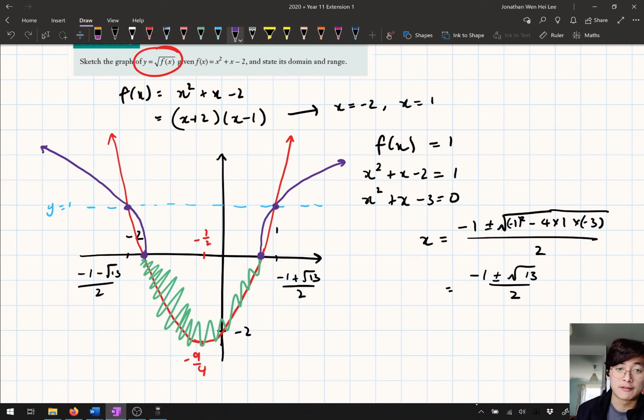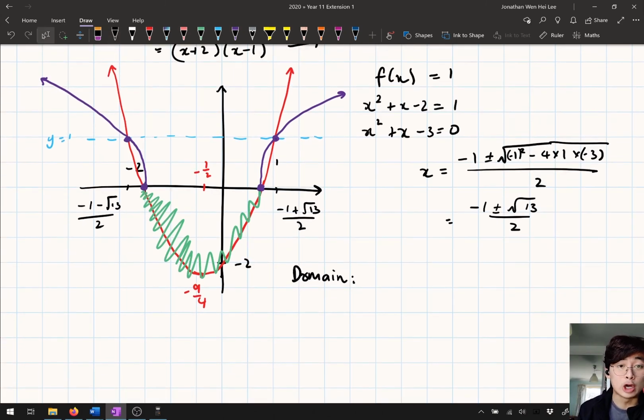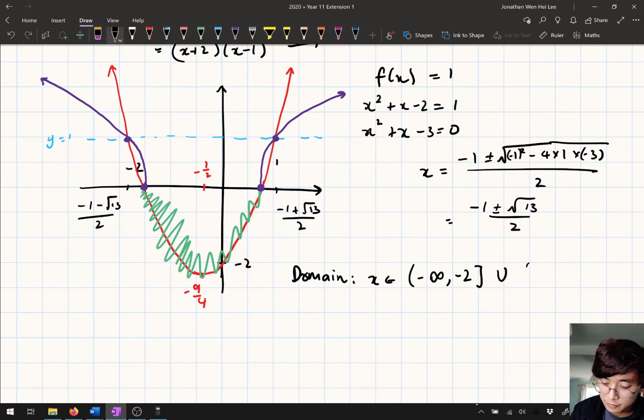Once again, if you need to go back and have a look at any particular part, feel free to. Now, I was also asked to find the domain and range. The domain is probably the one thing we need to worry about. This graph only exists to the left of negative 2 and to the right of positive 1. So here, my domain is going to be x is in between negative infinity to negative 2, which is that left-hand side, and close bracket because it's equal to 1 to infinity.